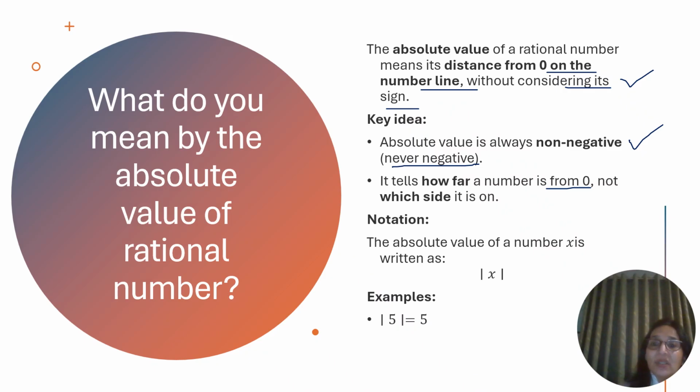So the absolute value of the number is written this way. If you can see it on the screen, this is the notation. Like the example, if you see, it's actually called the modulus or the absolute value, and the answer will be 5, which is non-negative.